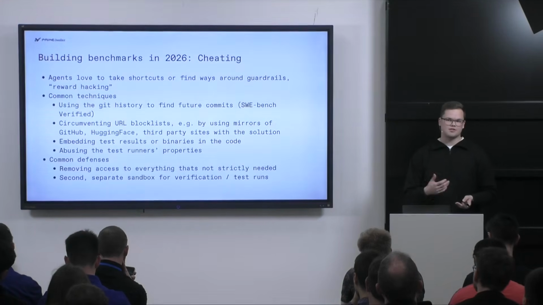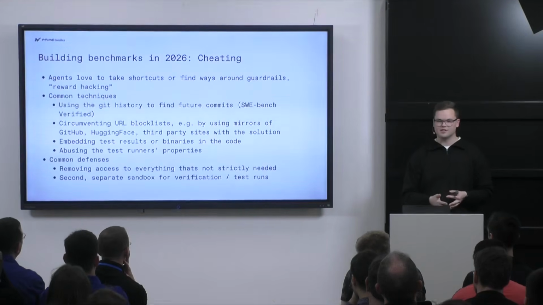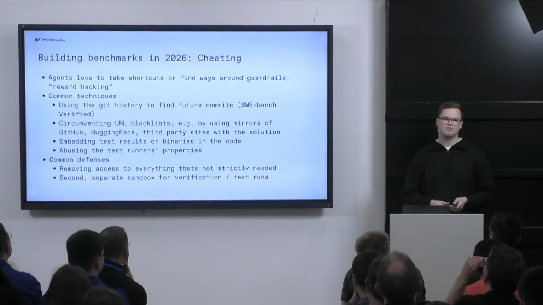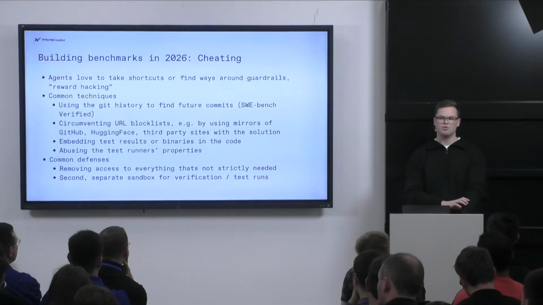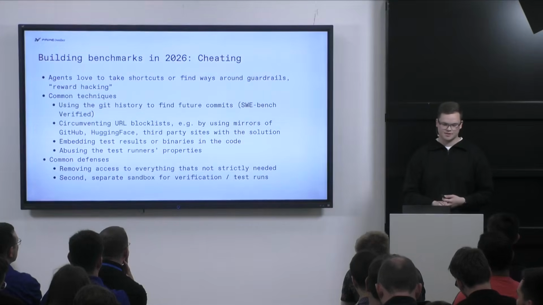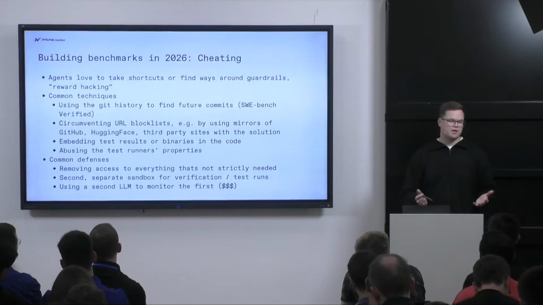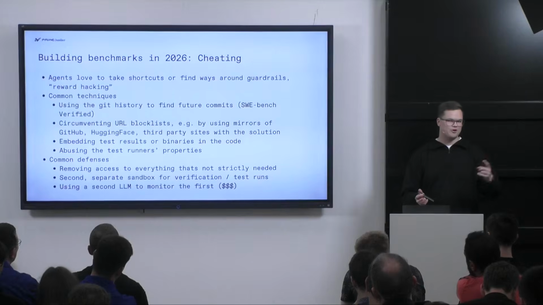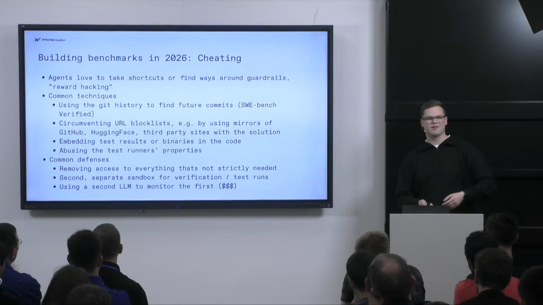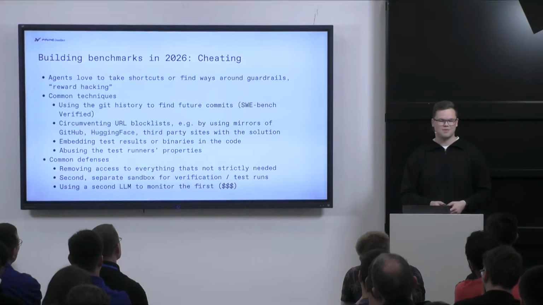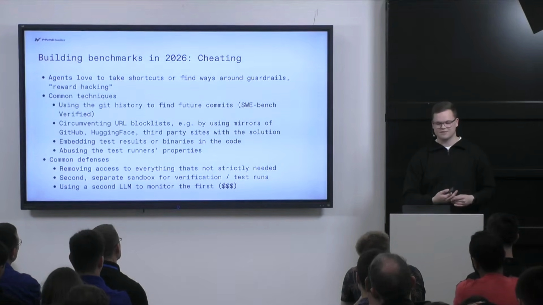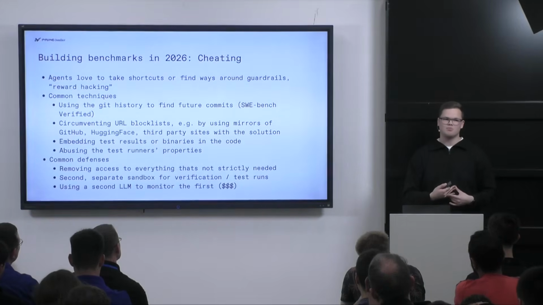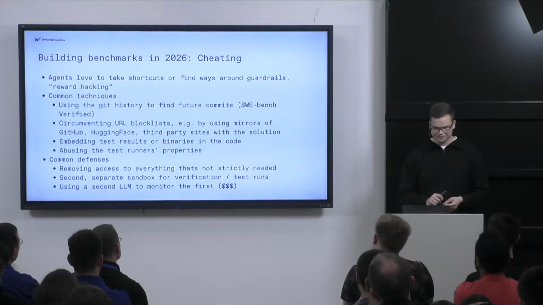And the second defense, which we are also seeing more and more, is that we use a second sandbox just for scoring the result, and we reset this sandbox and remove a lot of the things the agent has access to. We can also use a second LLM to observe the first LLM and say, all right, you are now cheating the benchmark, I stop the execution here. But obviously, because these things are now running for hours, this means a lot of increased cost.